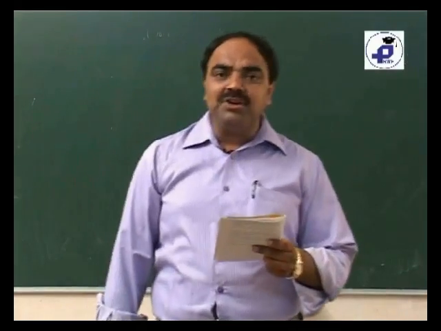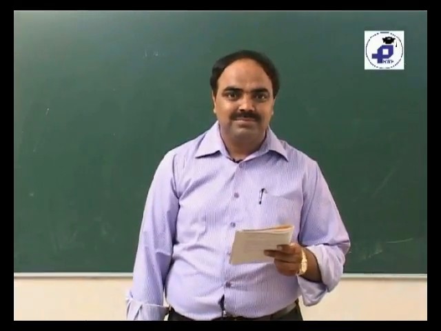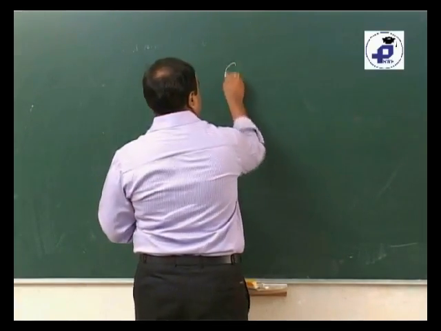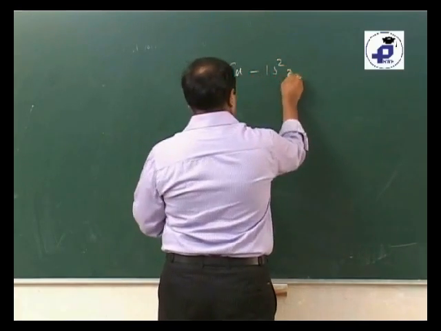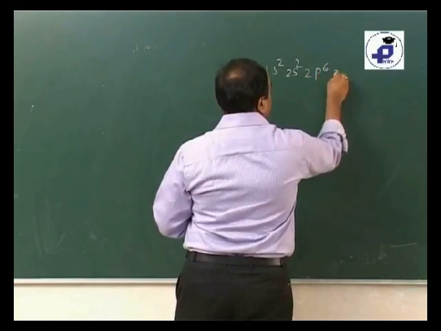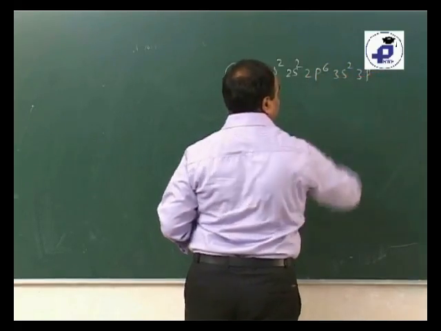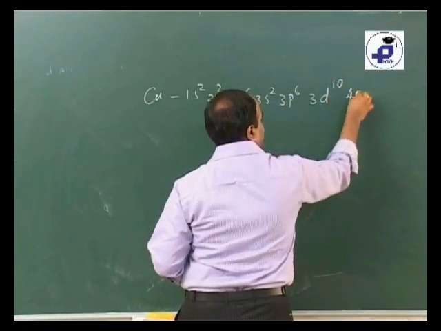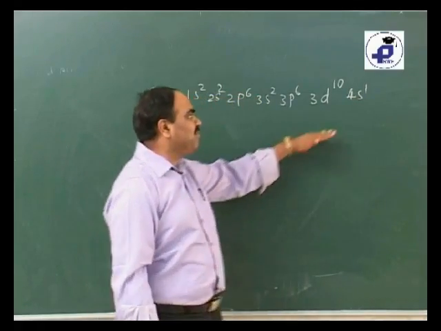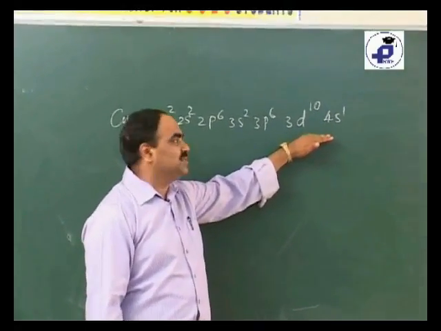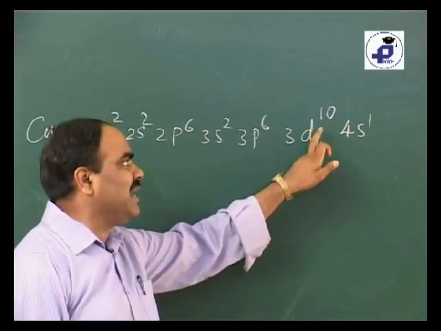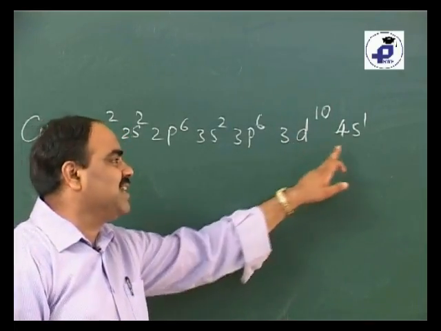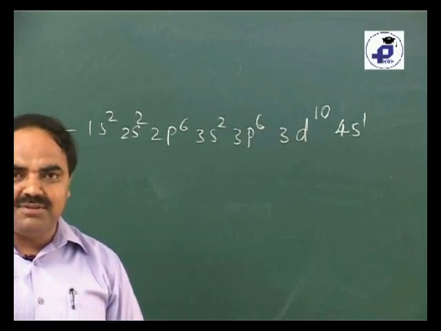Electronic configuration of copper, 29. You have to be very careful while representing it. Cu: 1s2, 2s2, 2p6, 3s2, 3p6. Here comes 3d10, 4s1. You have to be very appropriate in putting this. Normally it is supposed to be 3d9 and 4s2, but as per the rule, it is going to be 3d10 and 4s1, where you have to be very careful.